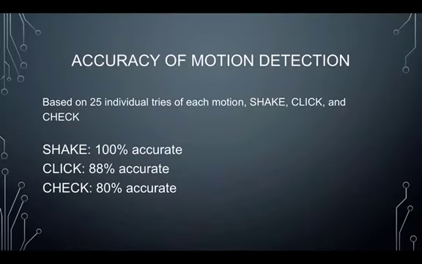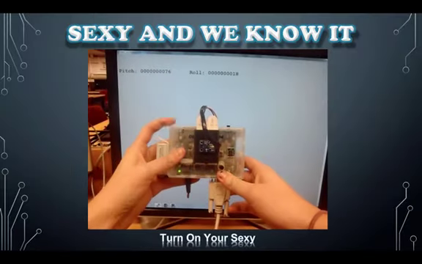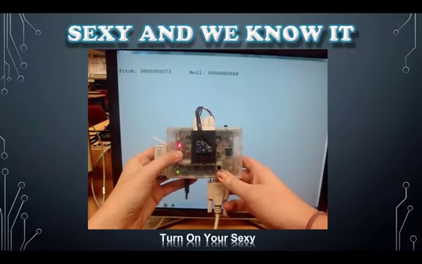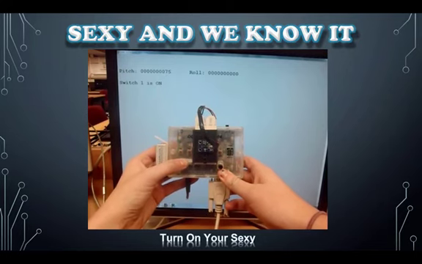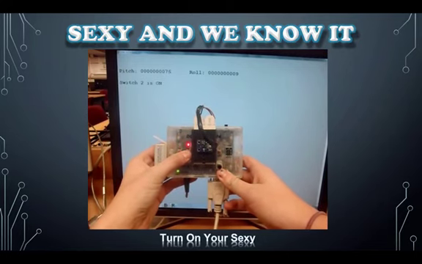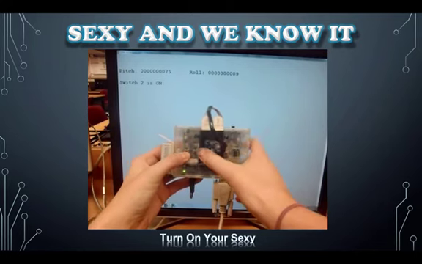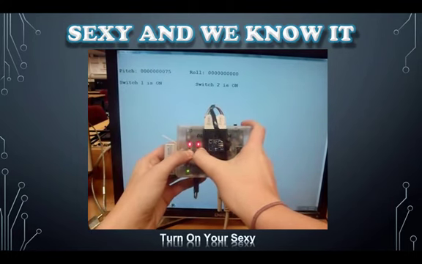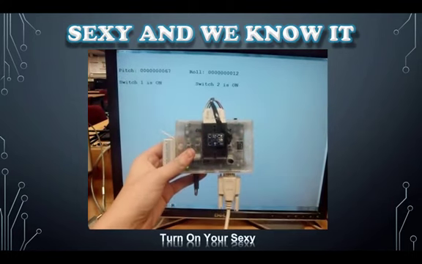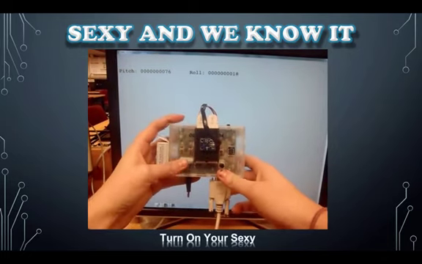Motion detection testing was calculated by completing each motion 25 times. This resulted in 100% shake accuracy, 88% click accuracy, and 80% check accuracy. If either switch is pressed, then it is reported by both the LEDs and the console. The switches can also be pressed simultaneously and will be reported accordingly.